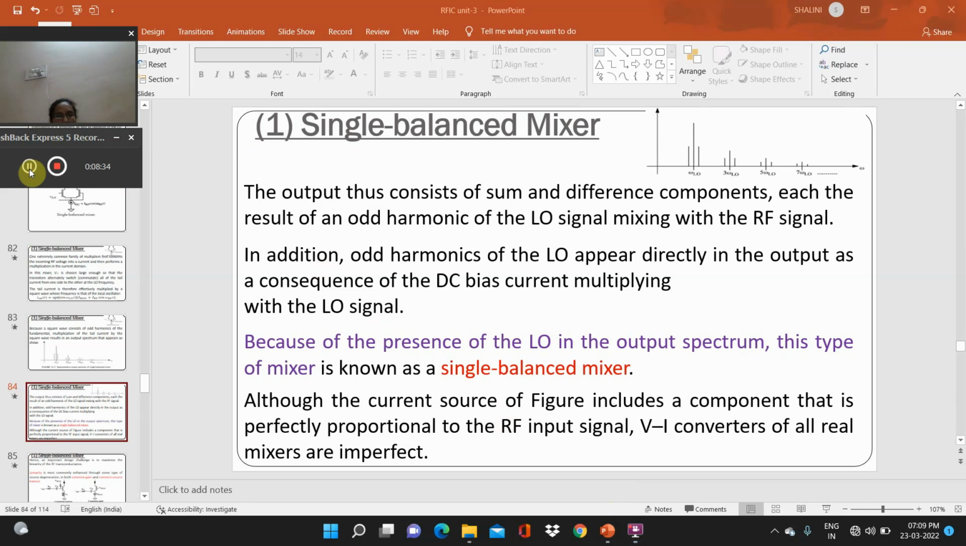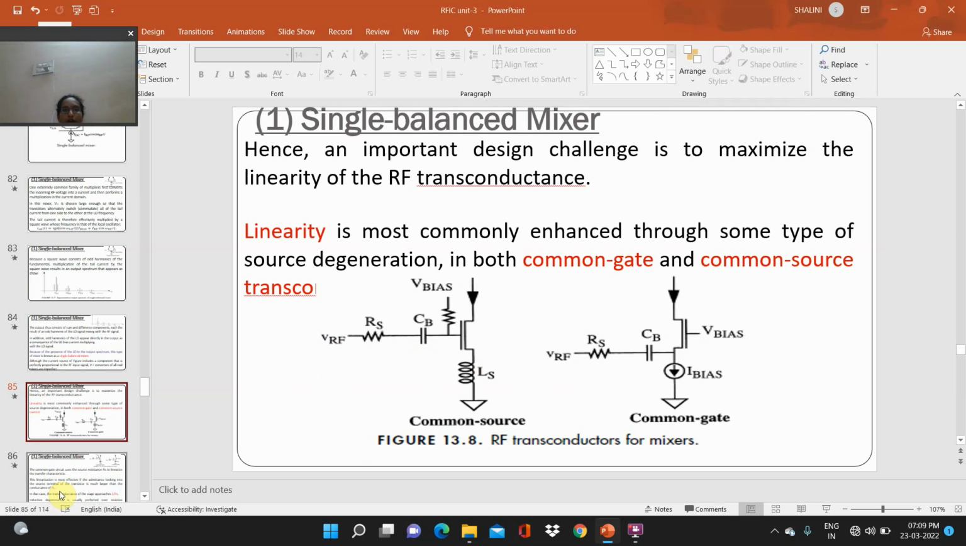Because of the presence of the LO in the output spectrum, this type of mixer is known as a single balanced mixer. Although the current source of the figure includes a component that is perfectly proportional to the RF input signal, the V-I converter is not perfect, so all real mixers are imperfect. Hence, an important design challenge is to maximize the linearity of the RF transconductance.